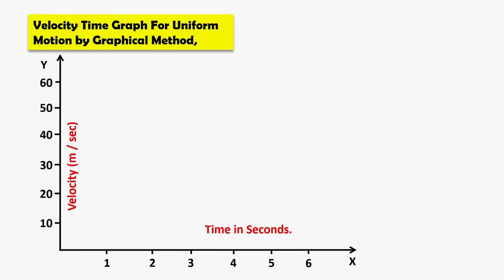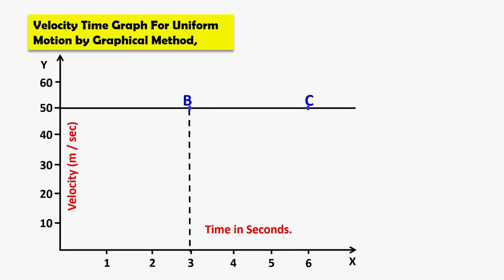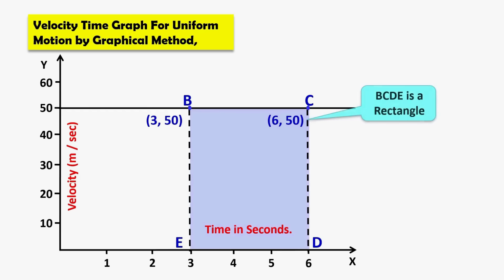Now, let us find the distance traveled by the object using the graph. In a velocity-time graph, distance traveled is equal to the area under the graph. Let us focus on the portion of the graph between 3 seconds and 6 seconds. Between these two time instants, the graph forms a rectangle. So, the distance traveled is equal to the area of this rectangle.